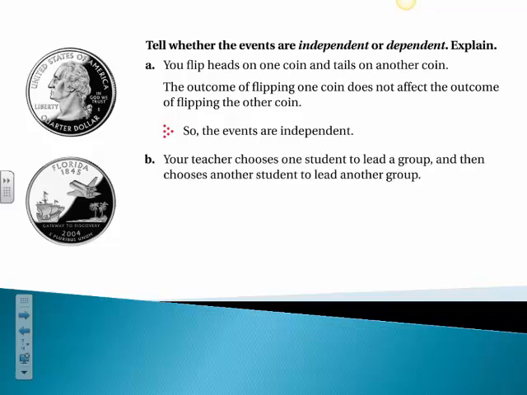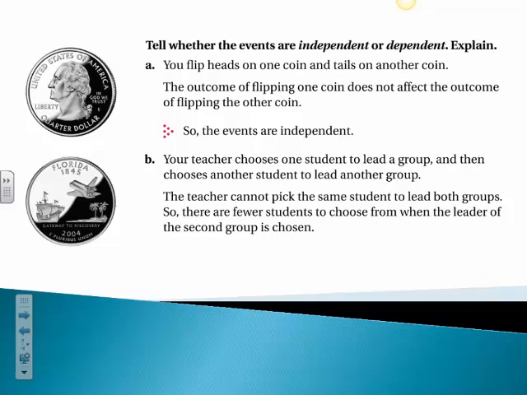But on this one, it says your teacher chooses one student to lead a group and then chooses another student to lead another group. In this case, if your teacher chooses one student and pulls them from the group, that affects the total probability of them picking another student. And the reason for this is that bottom number on your probability is total students. If you take one student away, that affects the total numbers that are available.